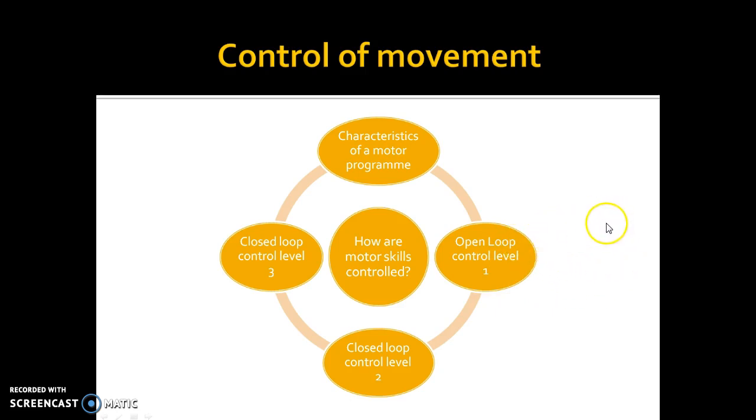Open loop control involves skills that cannot use feedback during the skill. It involves skills that cannot be adjusted during the skill, and finally it involves ballistic skills which are very fast. Those are your key components.